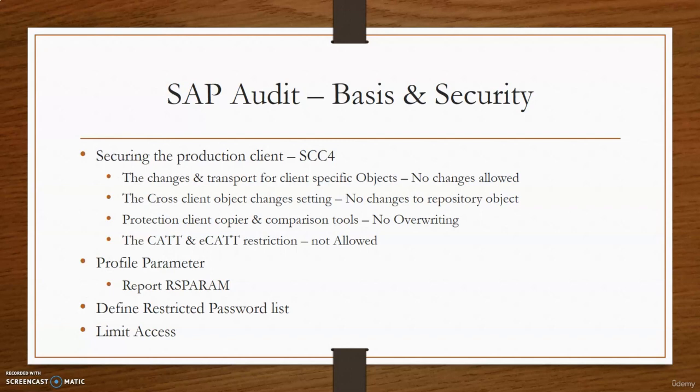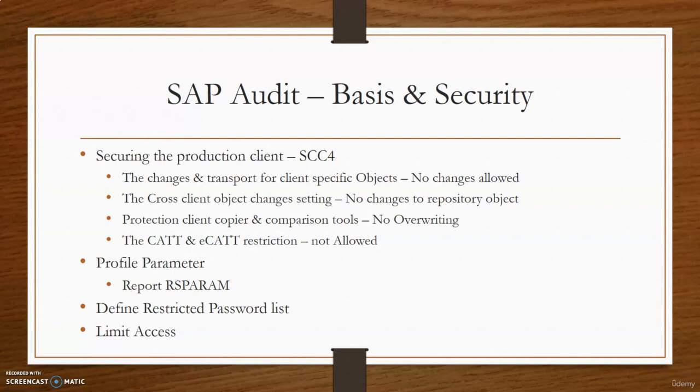So basically, basis and security modules: what are the things we need to look into in basis and security if we are going for the SAP audit? The first thing is securing the production client. It means that changes should not be allowed directly in the production client, and SAP settings should be configured to prevent any such changes. Allowing changes directly into the production client could lead to changes that are not fully tested or even unauthorized changes.